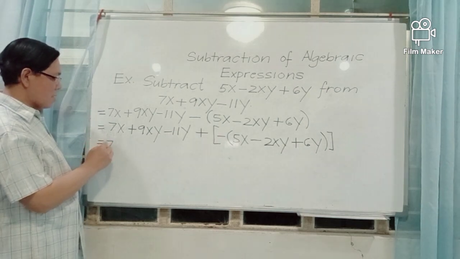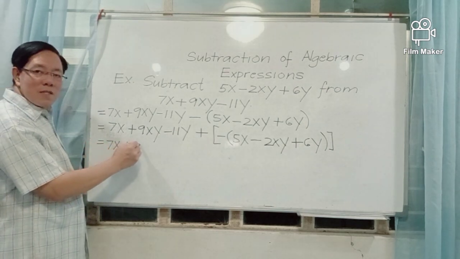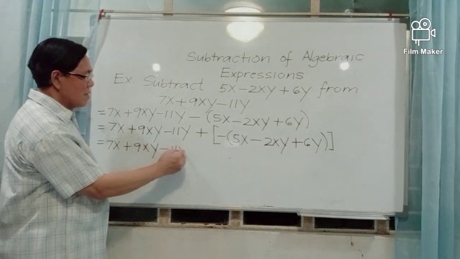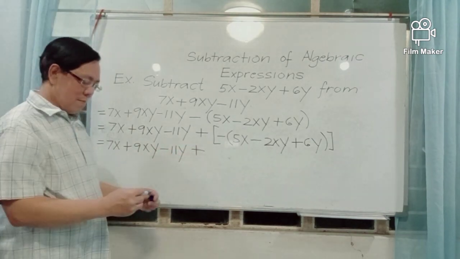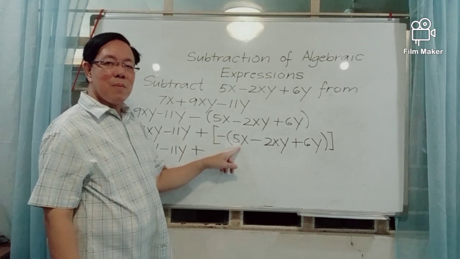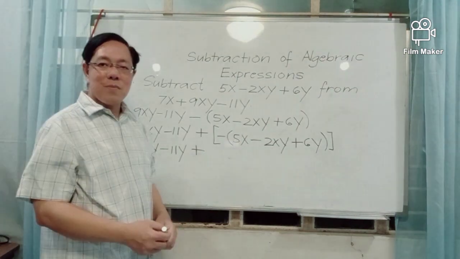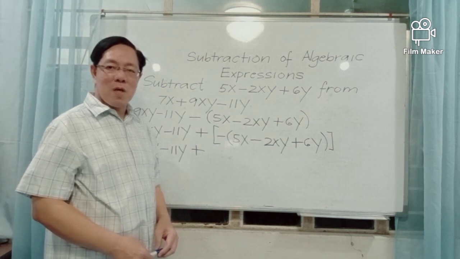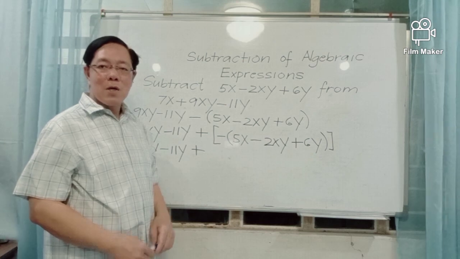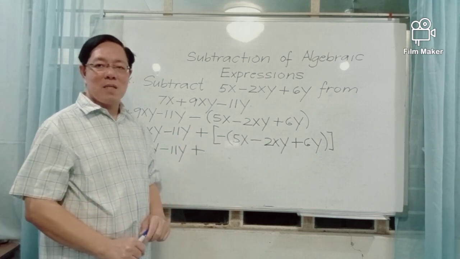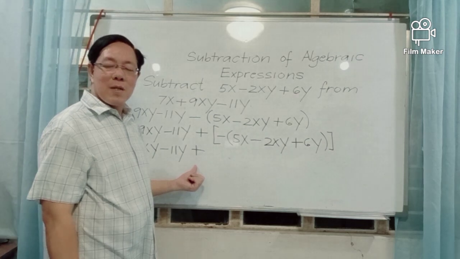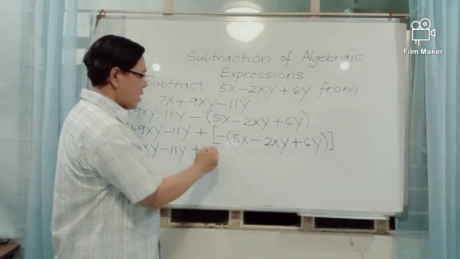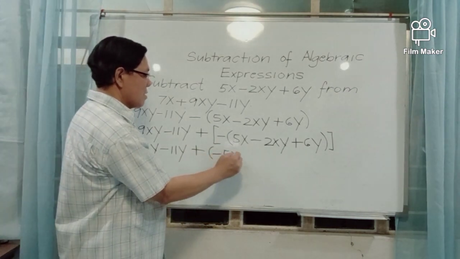We have 7x plus 9xy minus 11y plus negative multiplied by 5x is negative 5x. In horizontal addition and subtraction, if the term has a negative sign, you must write the term inside the parentheses, if there is a plus sign or addition operation outside. So plus, open parentheses, negative 5x.